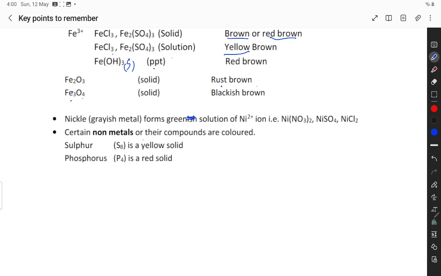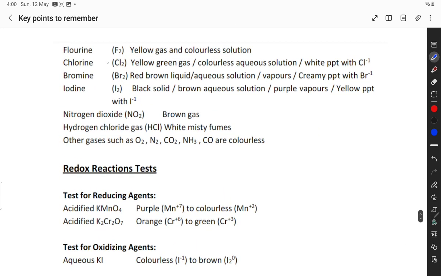And certain non-metals or their compounds are colored. Sulfur S8 is a yellow solid. Phosphorus, this is the molecular formula, is a red solid. Fluorine is a yellow gas with a colorless solution. Chlorine Cl2 is yellow green, with a colorless aqueous solution, and forms a white precipitate with chloride ion.